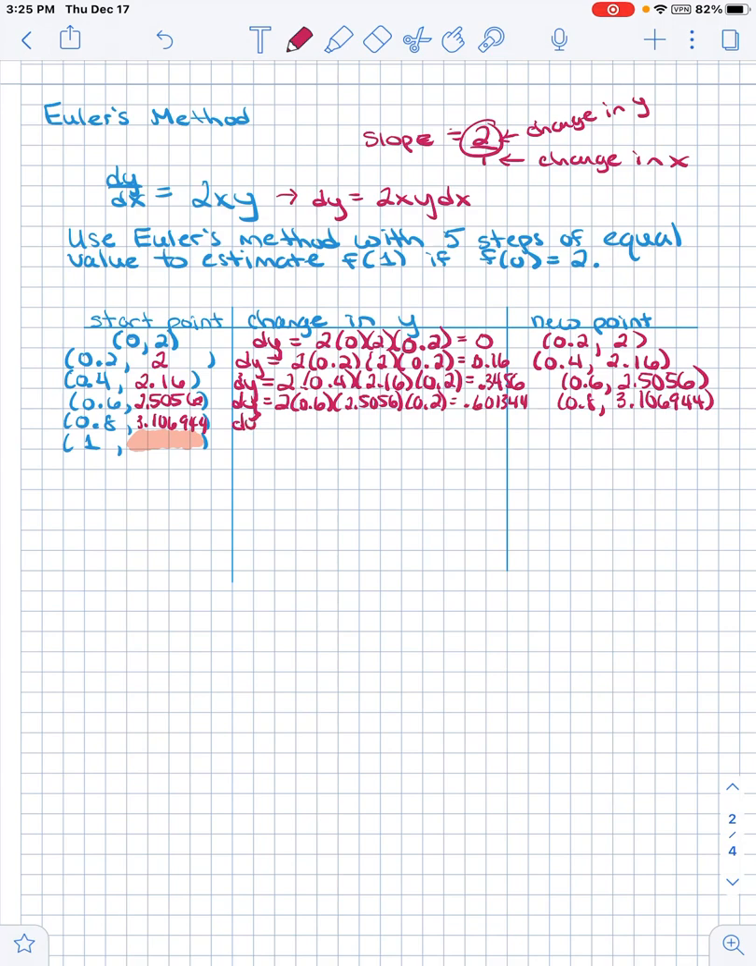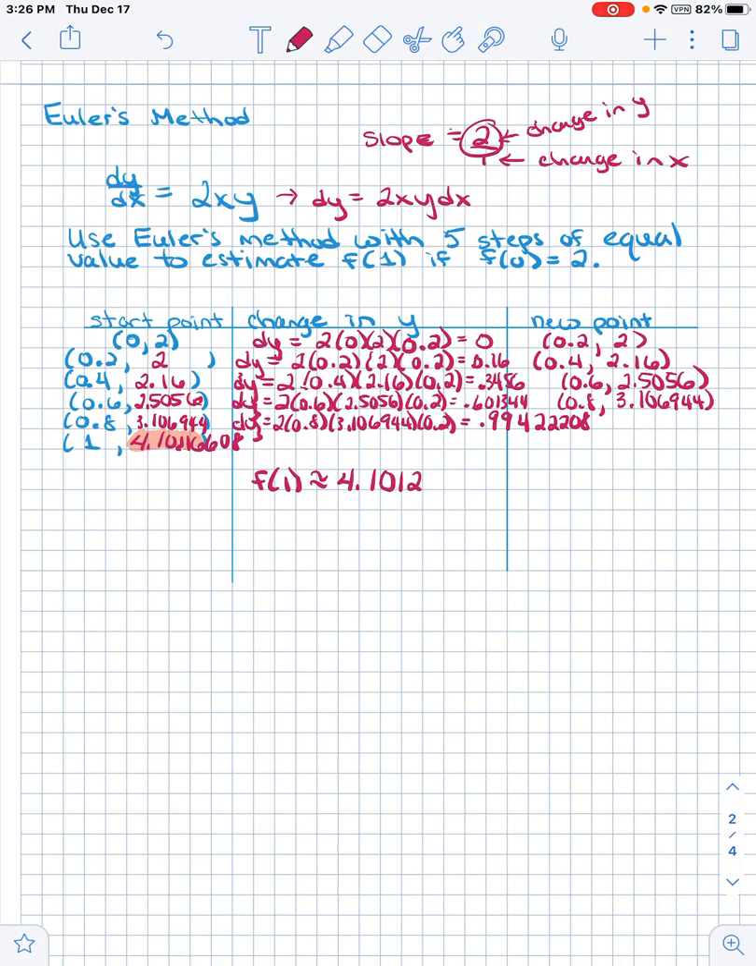Okay, so dy then is 2 times 0.8 times 3.106944 times 0.2. That's getting long, but we've got this. 0.99422, I'll just write it, 9942208. So if I add that on to 3.106944, then we can estimate that f of 1 is approximately 4.1012, just to go out a ways. It was actually 4.1011668.